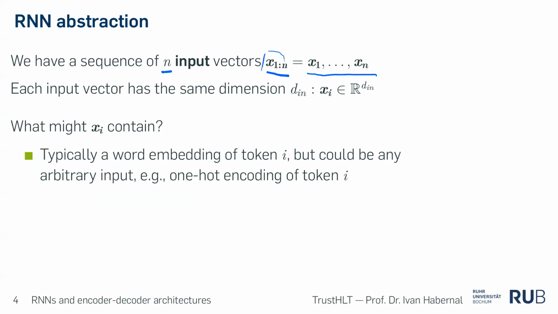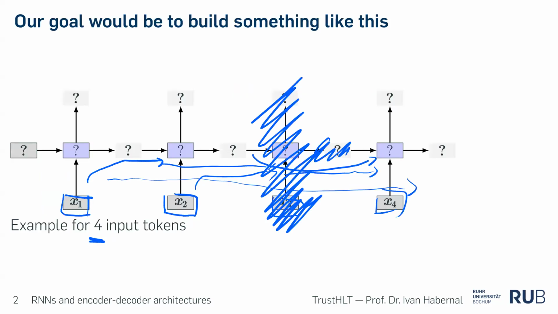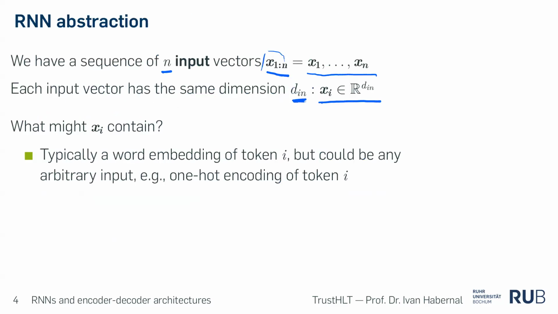And each input vector, this is important. So each of the input vectors, these x's, have the same dimensionality. So some d in dimensionality. So these are same size vectors, right? I mean, all of these x's are the same size. This is important.